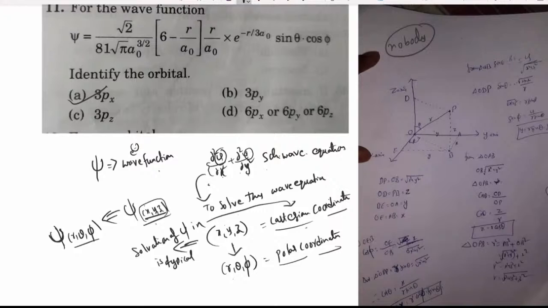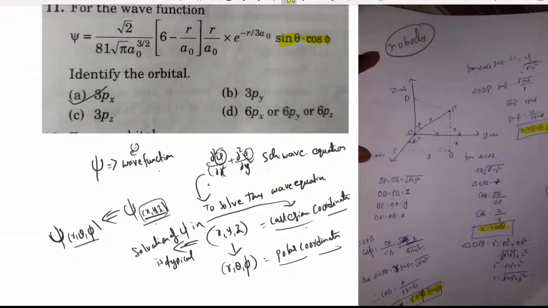x is equal to r sin theta cos phi. y is equal to r sin theta sin phi. z is equal to r cos theta. How do you convert it, sir? For that, I have given all the solution. I have converted the x, y, z values into r, theta, phi. Now you see the x component: it is sin theta cos phi.